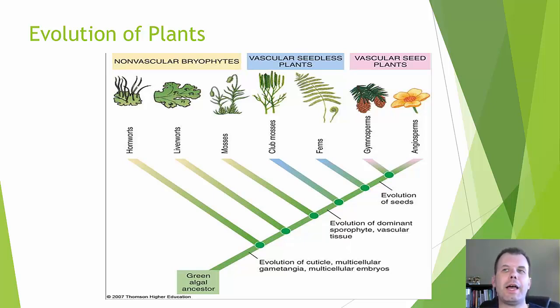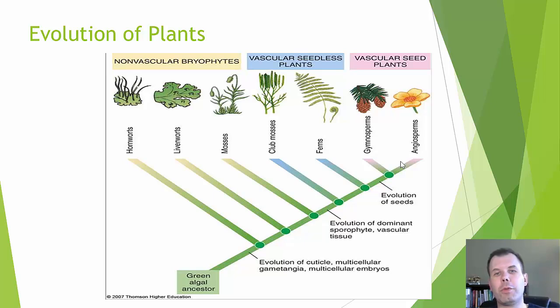Then finally, the last evolution that took place with the plants was the evolution of seeds. So the organisms before this all use some type of spore to move their gametes around for sperm and egg. These guys in the last two groups, the Gymnosperms and the Angiosperms, actually use a form of a seed in order to spread both the sperm and egg.